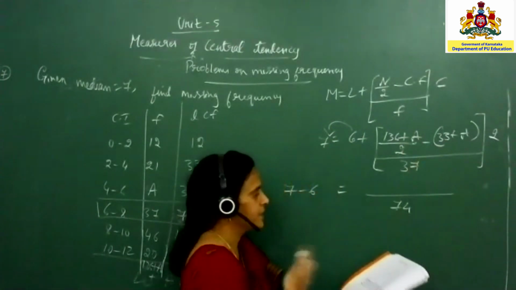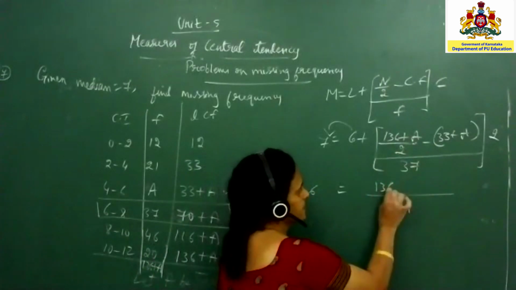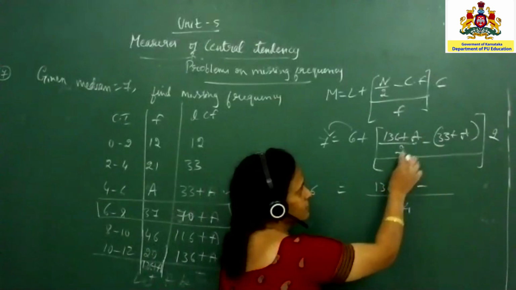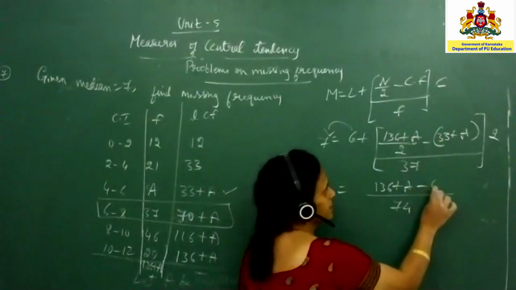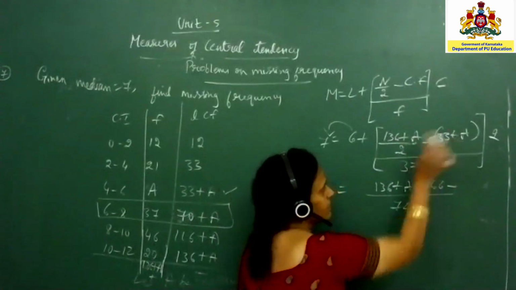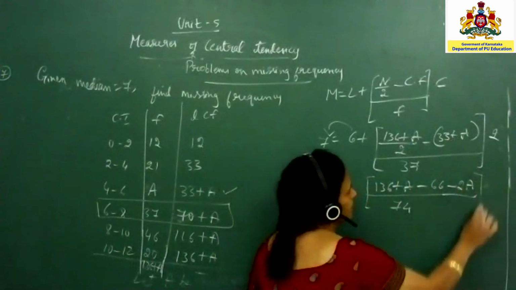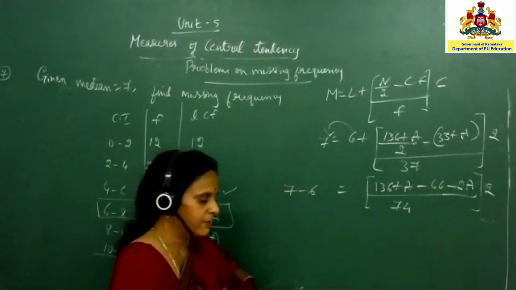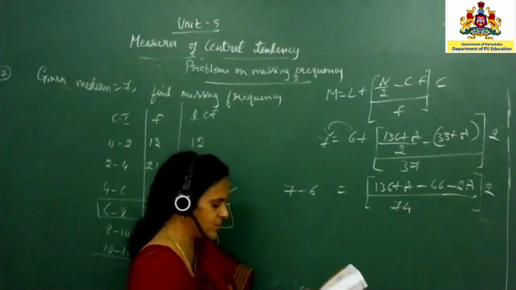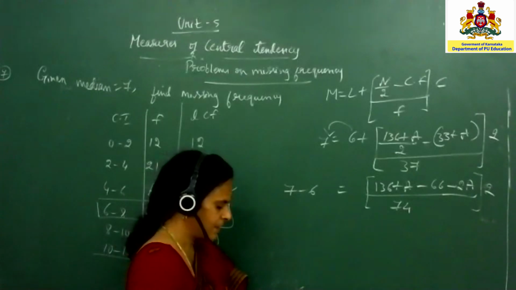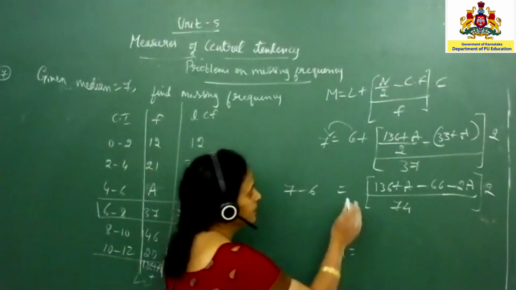2 into 37 is 74. And remaining here 136 plus A, and as I took LCM, 2 here I should multiply, and minus into plus is minus, so 2 into 33 is 66, minus, because minus into plus is minus, 2 into A is 2A. Okay, and remaining here is into 2. Right? So if I simplify this one, and finally I will get the answer as, just remember the answer, 68. So simplify this. So finally, we are getting that missing frequency.